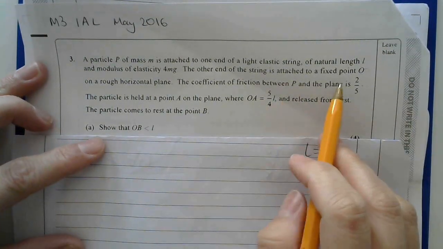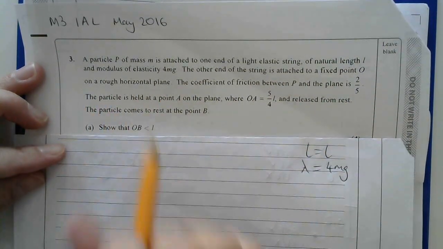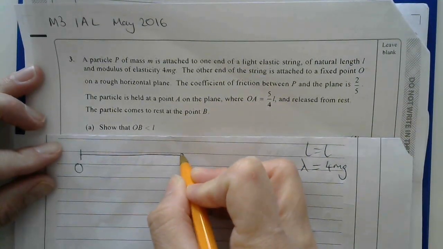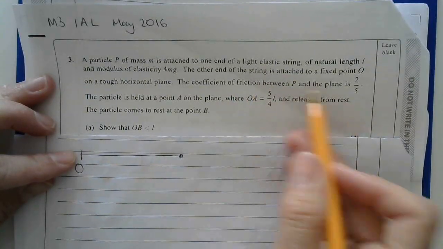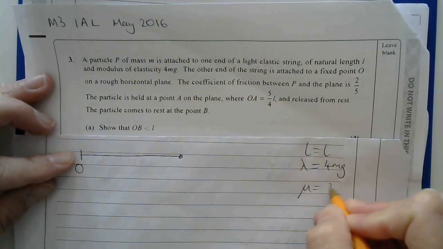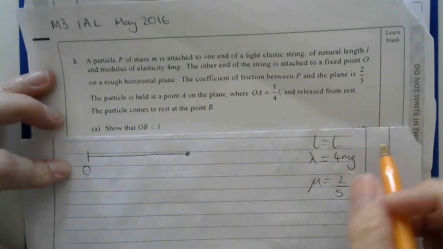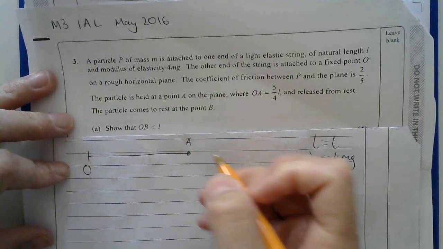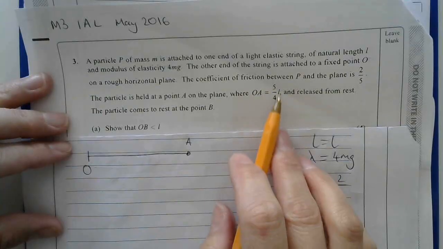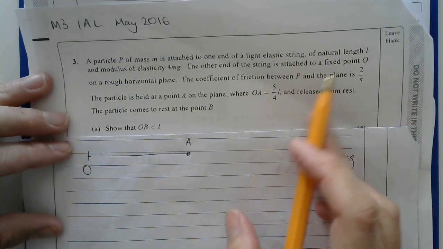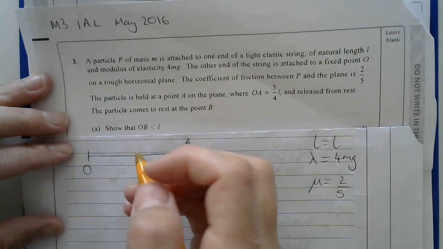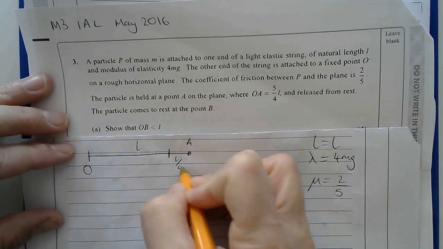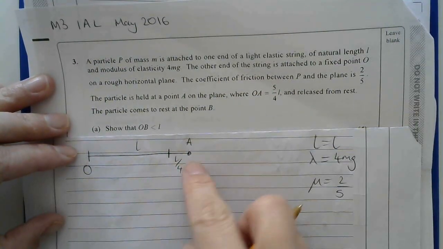The other end of the string is attached to a fixed point O on a rough horizontal plane, rough meaning friction. So here I've got this O and then I've got this particle attached to the other end of the string somewhere. The coefficient of friction between P and the plane is 2/5, so mu is 2/5. The particle is held at a point A on the plane, where OA is 5/4 L. If the natural length is L, then this is longer than L by L/4. So I can just do this minus this to get that difference.